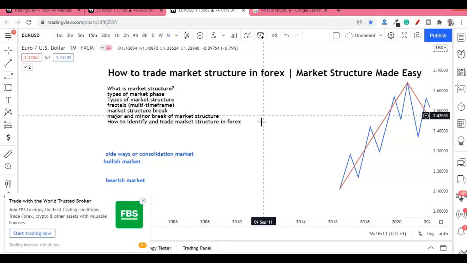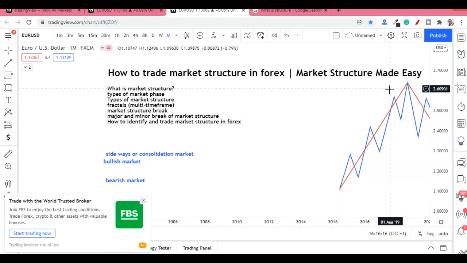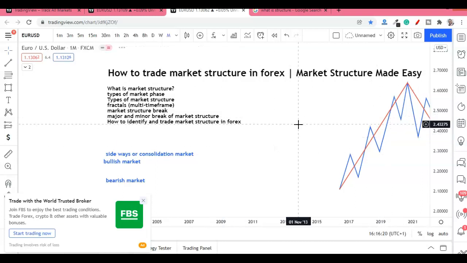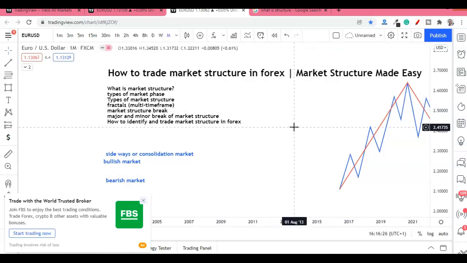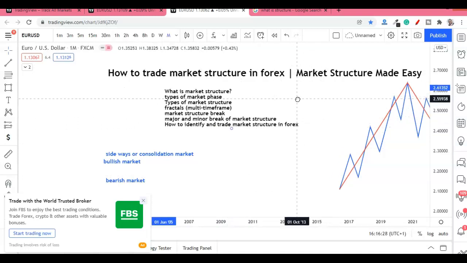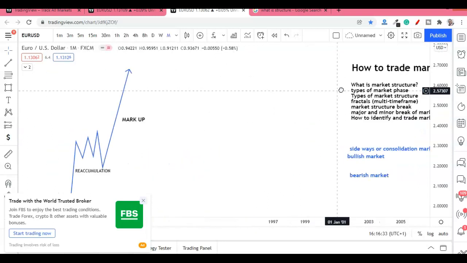Okay, now market structure is simply a pattern or patterns of movement in the forex market. As the market moves, it leaves behind some pattern that we follow in order to trade it successfully, and those patterns are called structure. Before we can have a grip on what structure is, the market moves in different phases.